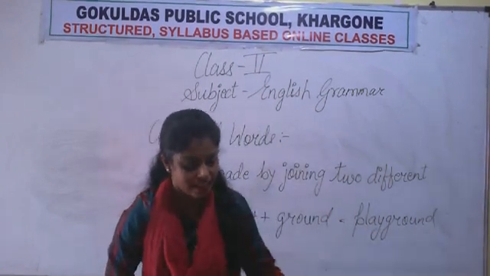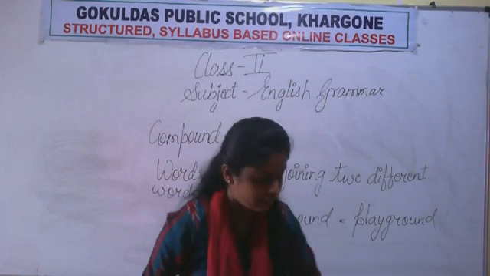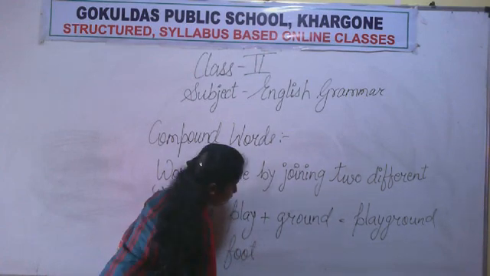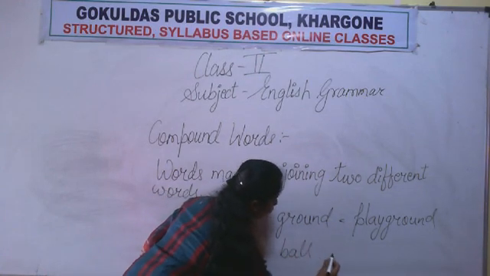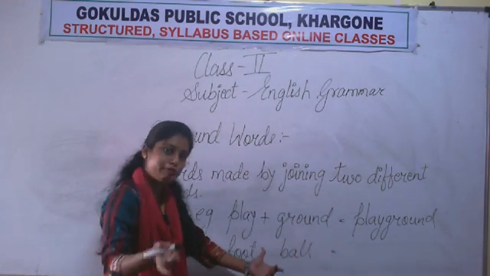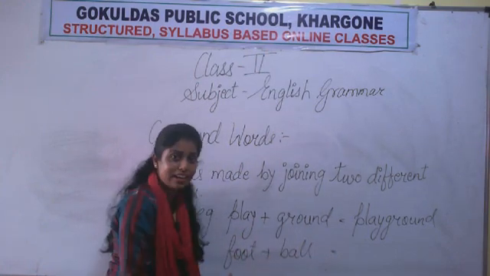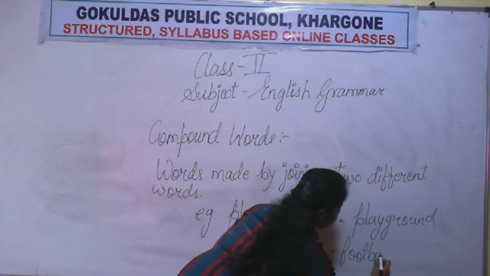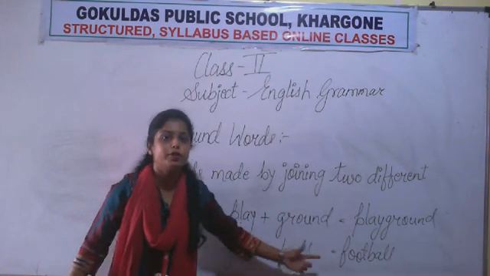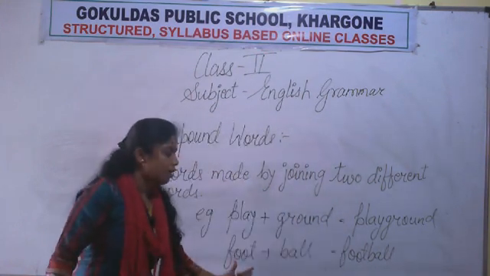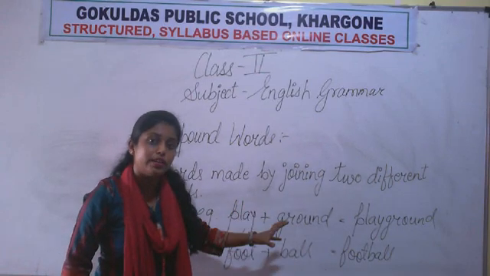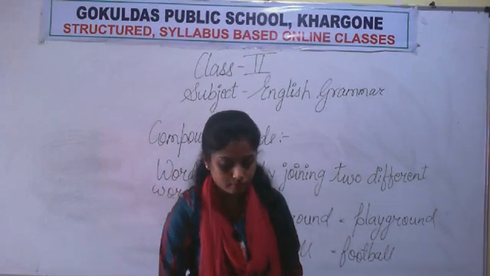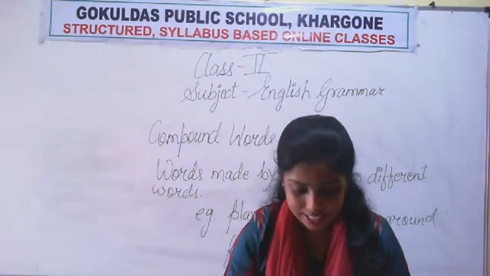Then another example is foot and ball. If we join these two words, what do we get? We get football. So compound words are the words which are made by joining two different types of words. So now let's start the exercise.